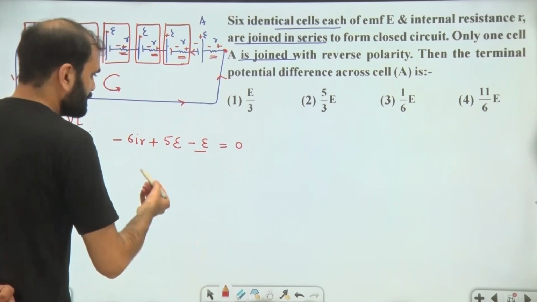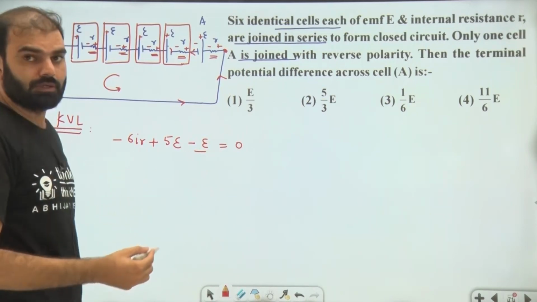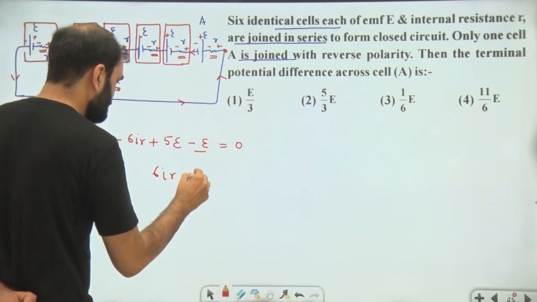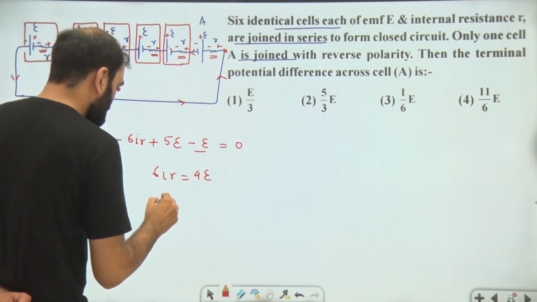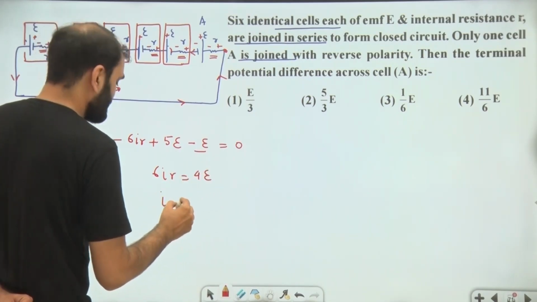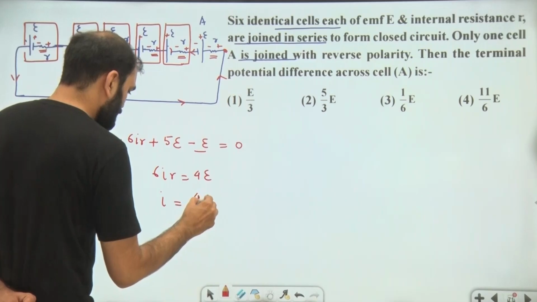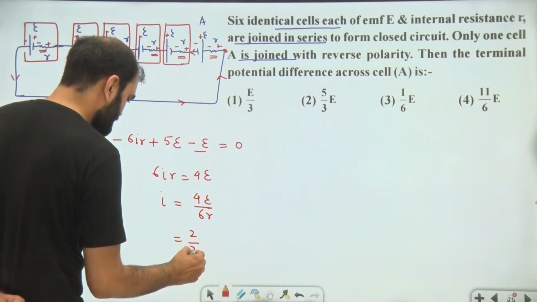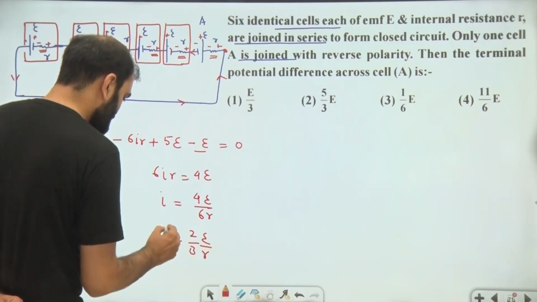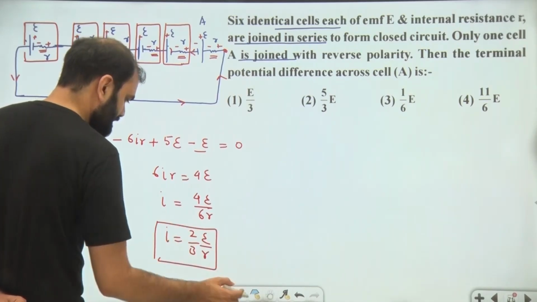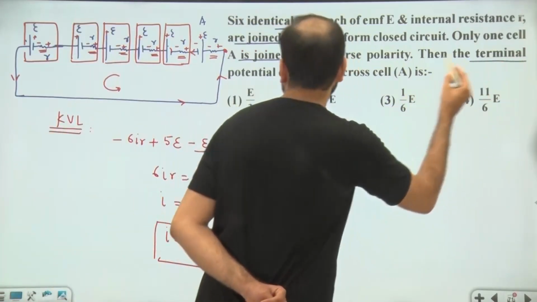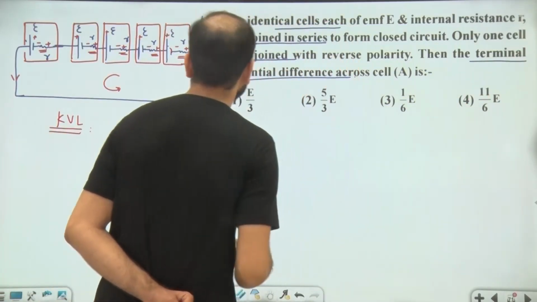Just solve it out. That is the net potential drop in the circuit, which gives 6IR is equal to 4E. So the current in the circuit is I equal to 4E upon 6R, which is equal to 2E by 3R. This is the current flowing in the circuit, and now you have to calculate the terminal potential difference across the cell.